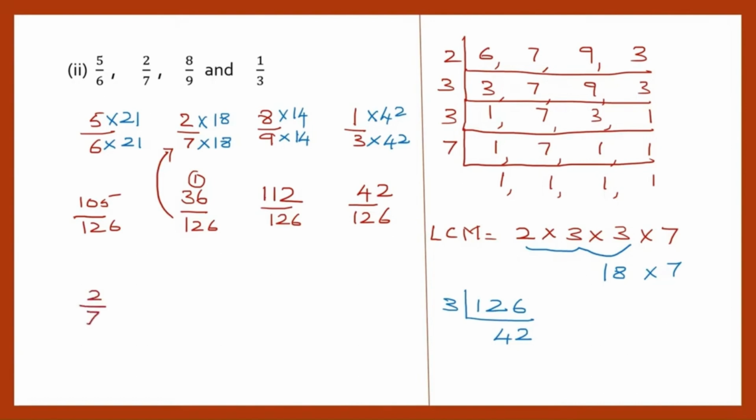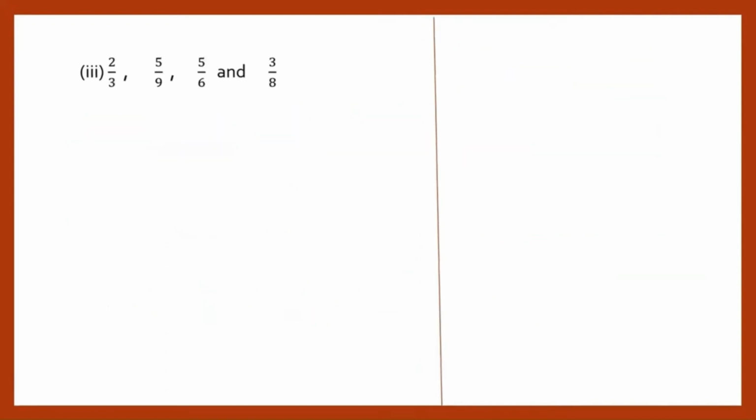2 by 7 is smaller than, now which is the next smallest number? 42 is smaller than, 1 by 3. This is smaller than, the next smallest fraction is this, that is 5 by 6. And the last one is, 8 by 9, I'm sorry, the last one is 8 by 9. So we've arranged our fractions in ascending order.